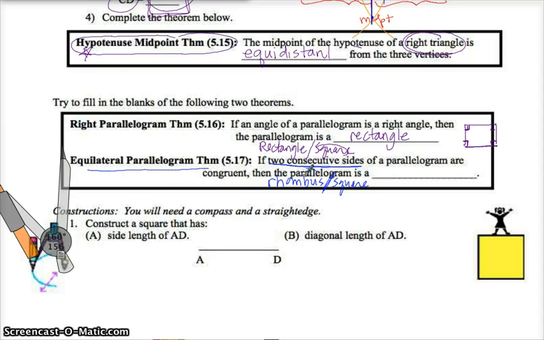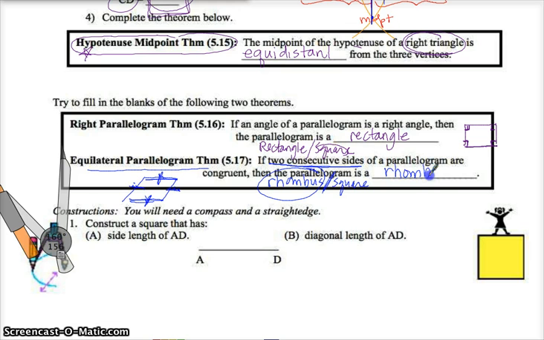If we do consecutive sides, remember that's one right after the other. It's this one and this one. Those are consecutive. These two are consecutive. These two are consecutive. These two are consecutive. One right after the other. If a pair of those is congruent, then we know that it is a rhombus.